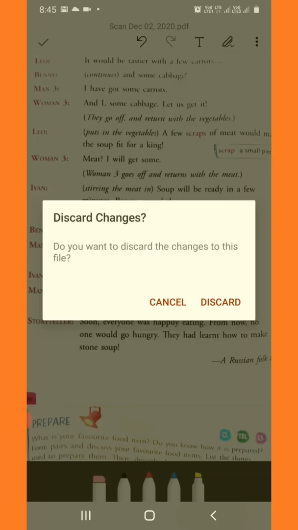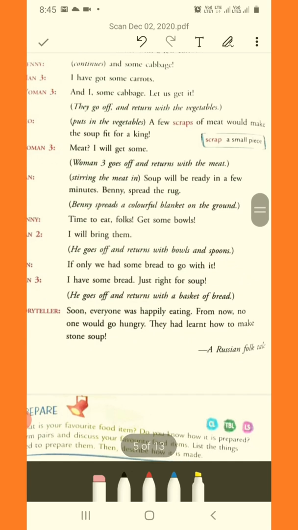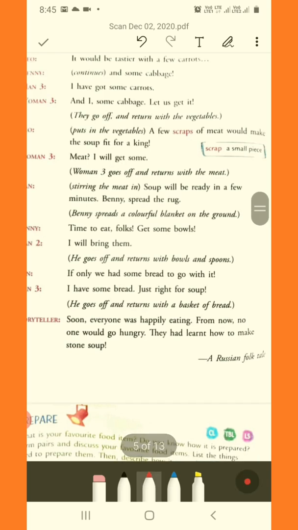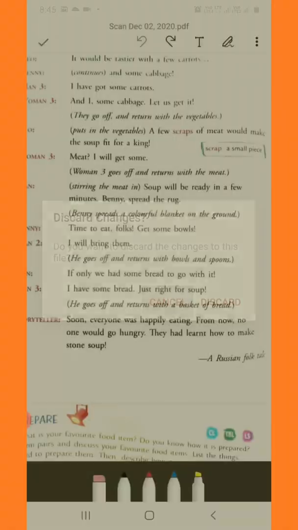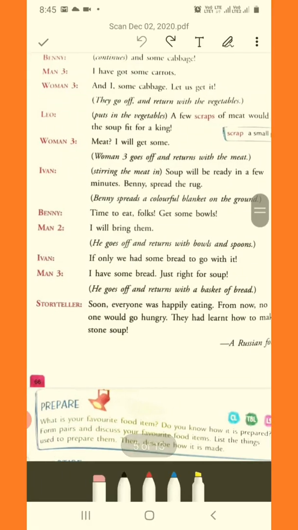A few scraps of meat would make the soup fit for a king, he says. Means a small piece, clear, a small piece of meat. He wants to add meat also. He says, a small piece of meat would make the soup fit for a king. Means it would make the soup the best. Alright. So the third woman says, meat, I will get some.